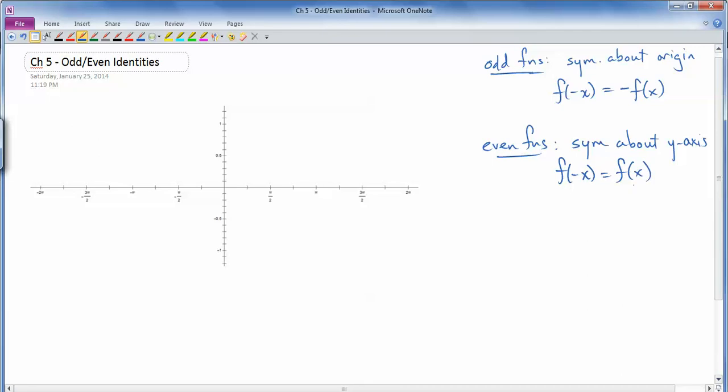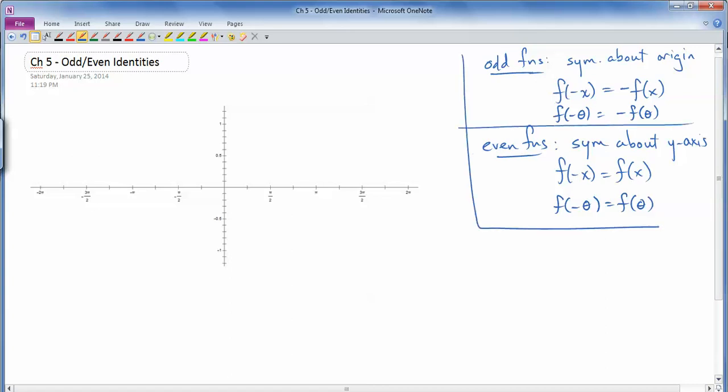Now I'm going to be talking about trig functions and using theta all over the place. So I'm also going to write this in terms of theta. So if theta was our x instead, then we get these versions of the properties for odd and even.